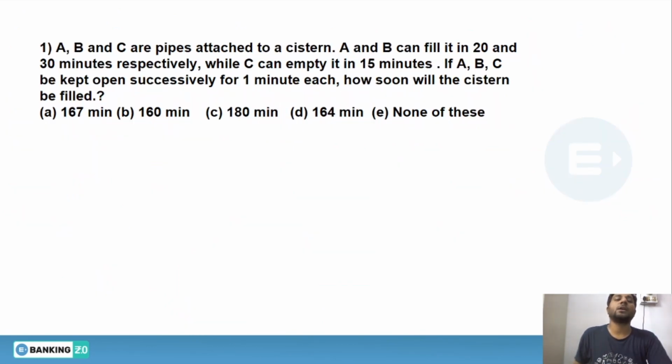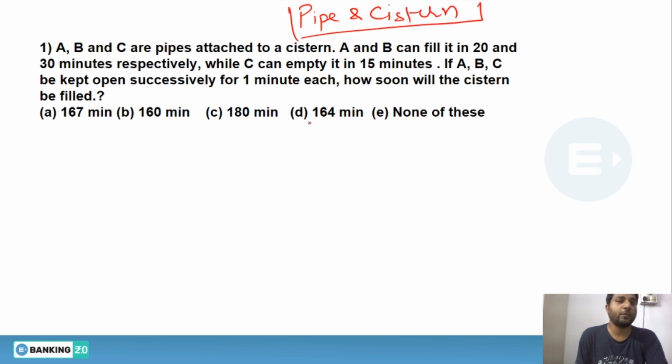Let's move on to the next question, and the next question belongs to pipe and cistern. As I have told you, the concept already belongs to time and work, so we don't need to go into the details. We have taught you in the basic or foundation course. A, B, C are pipes of a cistern. A and B can fill it in 20 minutes and 30 minutes respectively, while C can empty it in 15 minutes.